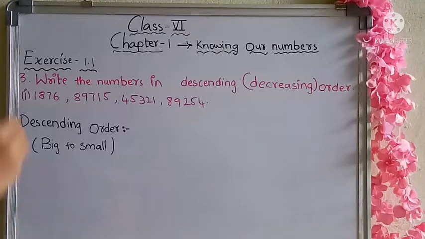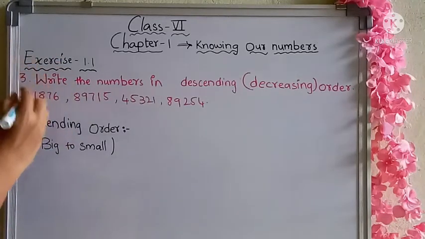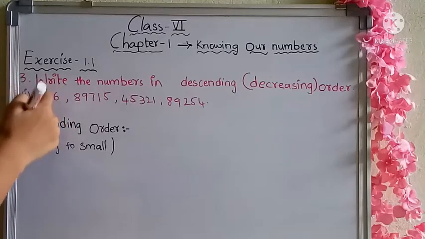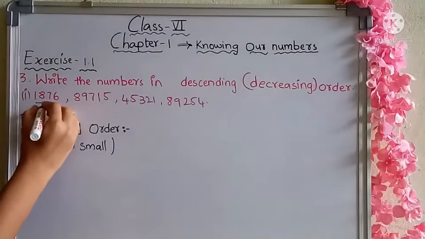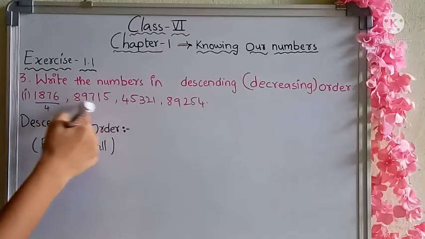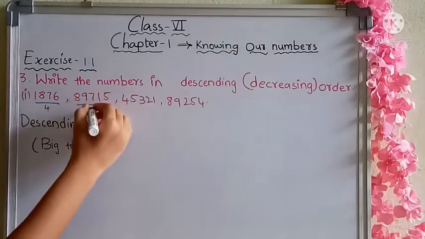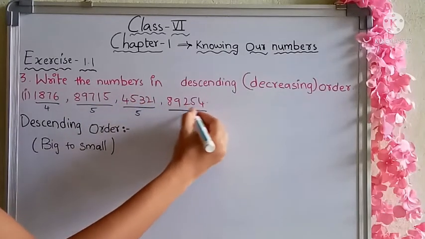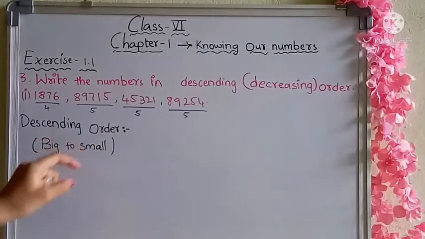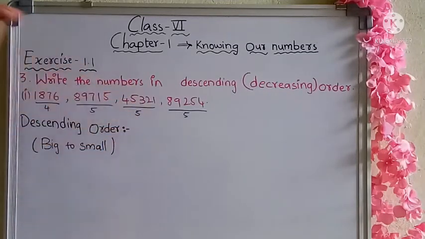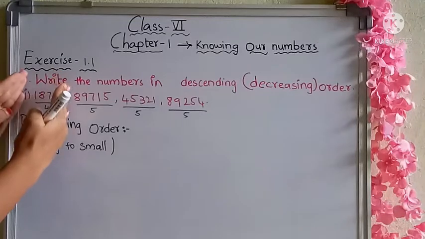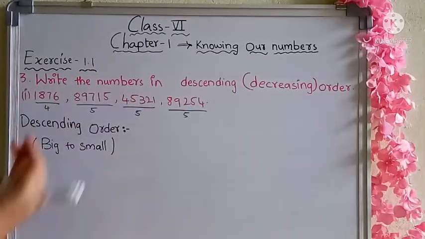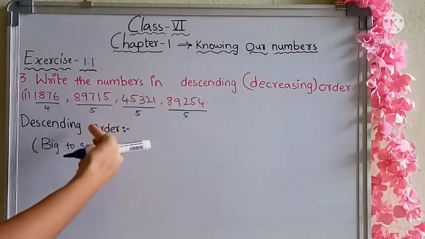So to do that, first we have to check the digits. The first number has 4 digits, 1, 2, 3, 4, and this one has 5 digits. It has 5 digits and even this has 5 digits. So now we have to write the biggest number from it. To know that biggest number, we have to leave this aside because it's the smallest one. We have to write this at last. We have to check from these 3 numbers.